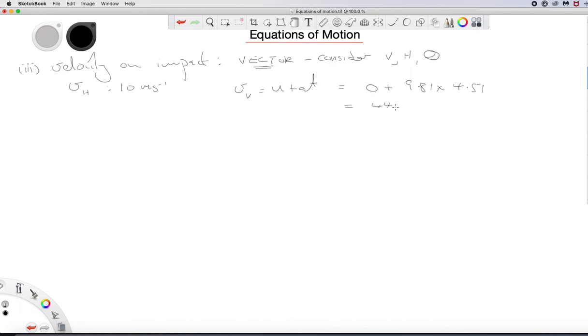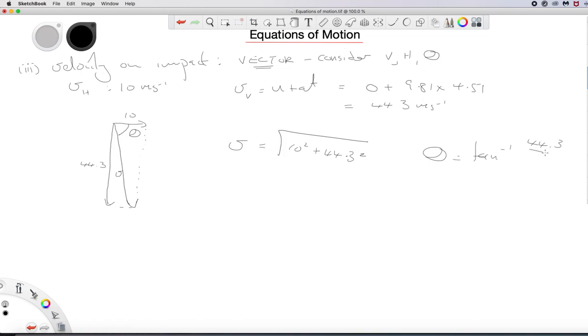So now we have 10 meters per second that way. That's our resultant. That's our angle. So V then is the square root by Pythagoras of 10 squared plus 44.3 squared. And the angle, of course, is the inverse tan of 44.3 over 10. So if you do a little bit of arithmetic there, you'll get 45.4 here. So there's 45, the two sig figs. And you'll get 77 degrees to two sig figs there.